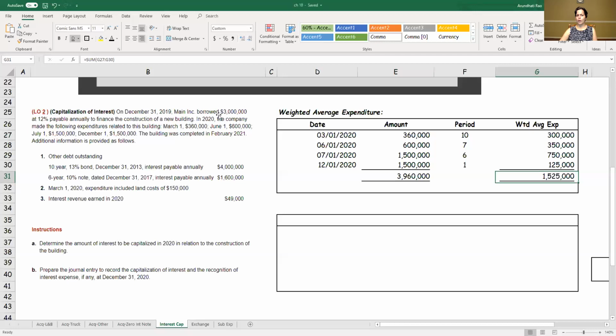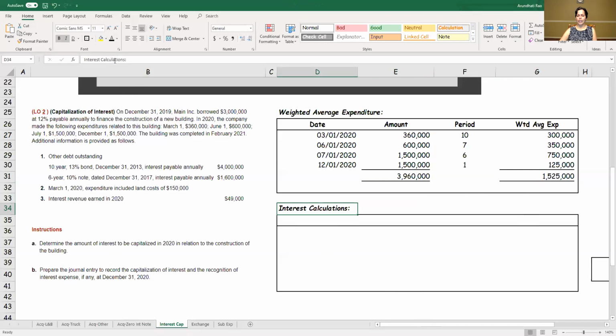Now, what we're looking at over here in this case is I borrowed $3 million. The weighted average expenditure is less than that $3 million. So it's actually fairly easy in terms of how I would finish out the problem, but I'm going to go through the motions of showing you a few more calculations in case that number was different. Okay, so what else do I need to do? I need to calculate the actual interest, because whatever my weighted average calculations are, the people who've loaned me the money, they don't care about that. What do they care about? Getting paid.